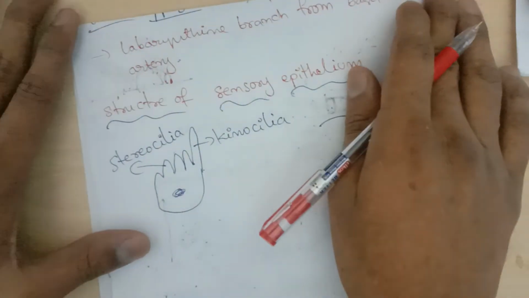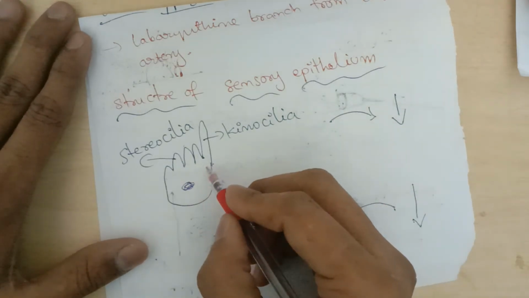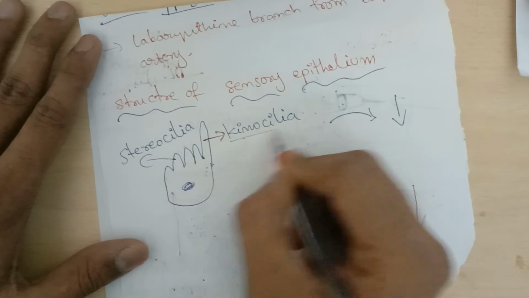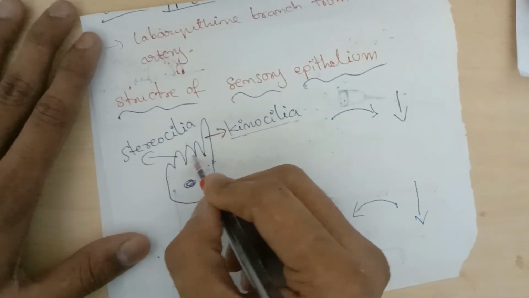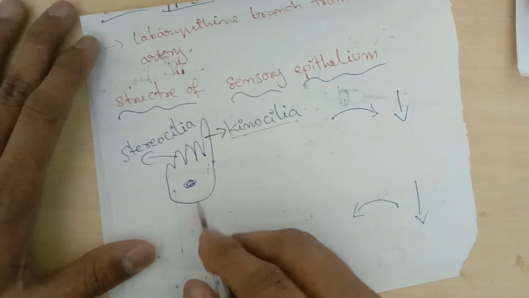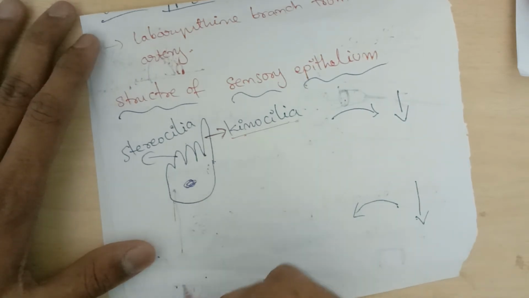Now I will discuss the structure of sensory epithelium. This is the structure. It consists of a long process called kinocilium, and shorter processes called stereocilia. This is the structure of the cell in the sensory epithelium.